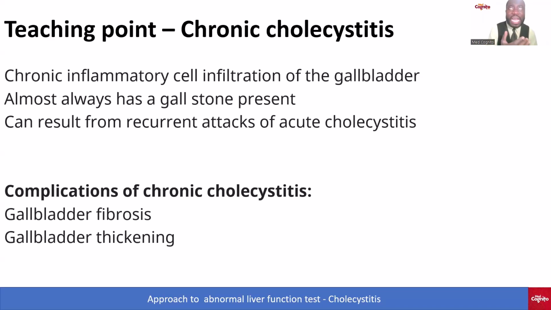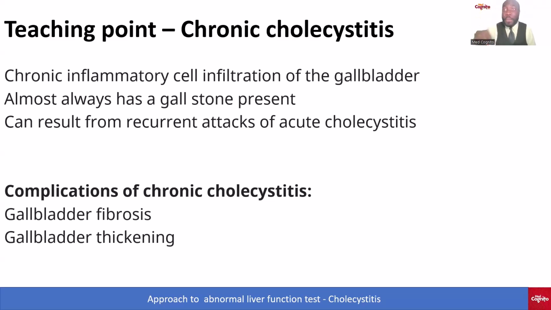Because Dr. Ronnie read about it, he read the case for us. Chronic inflammatory cell infiltration of the gallbladder almost always has a gallstone present. So with chronic cholecystitis, there's almost always a gallstone which is present. It can result from recurrent attacks of acute cholecystitis.